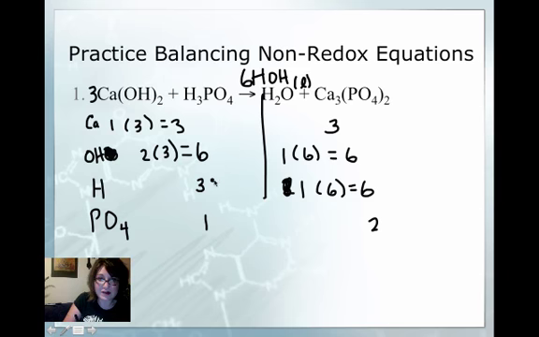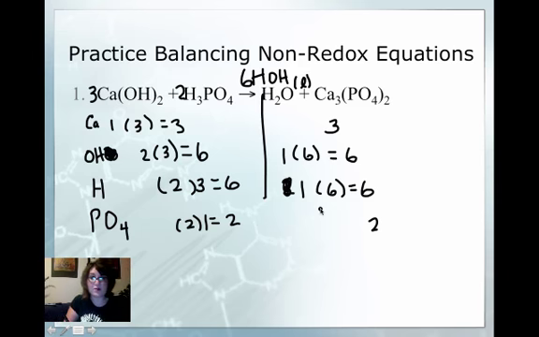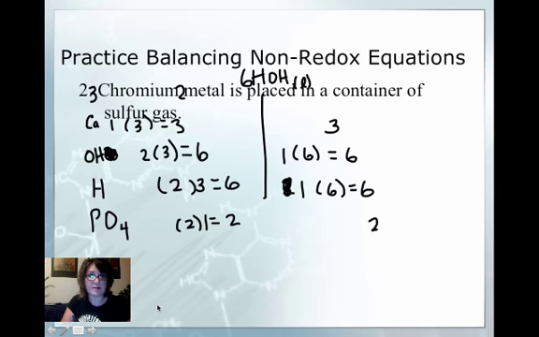Now we go back to the other side. How do I get to 6 here? Multiply by 2, of course. So I need 2 of these. That automatically changed my phosphate, but that's good because it made that work. So that's how we use the table method to balance. And I have 3, 2, 6, and 1. Great. Let's do another one.